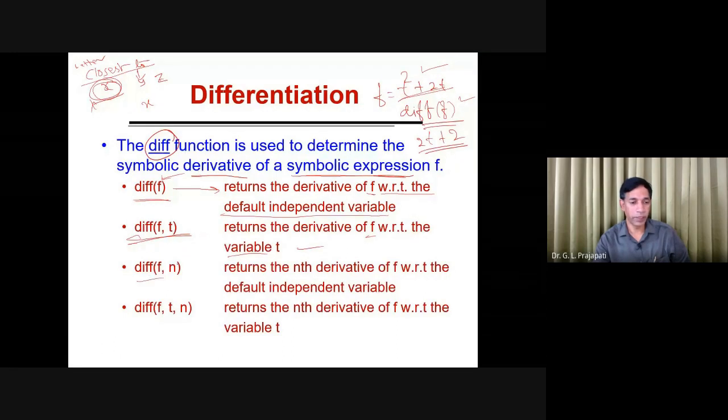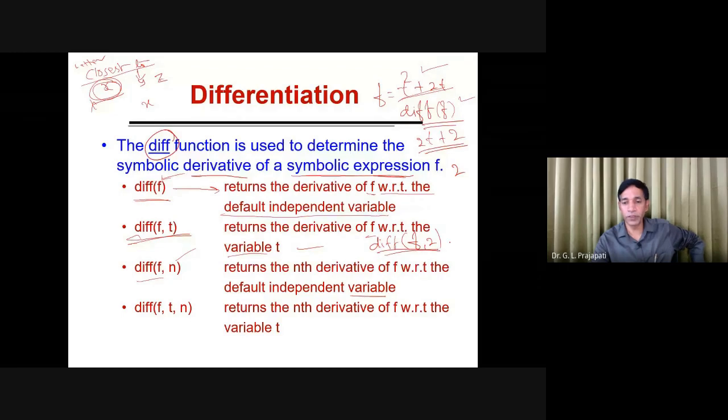Now this is the nth derivative. Are you getting it? It returns the nth derivative of f with respect to the default independent variable. Here the variable name you have not specified, so with respect to the default independent variable, it is going to create the nth derivative. Like again, if you want to find the derivative of this, then the answer is 2. The same thing you can also do with diff: say this is f, and you want to find the nth derivative, where n is equal to 2 here.